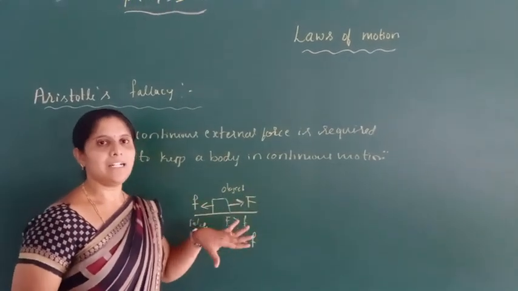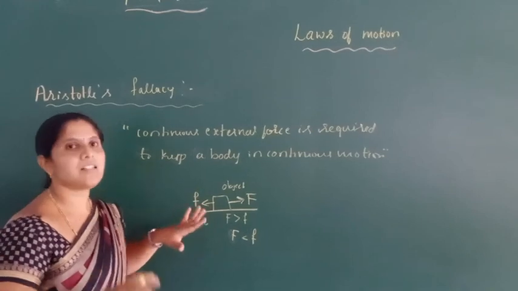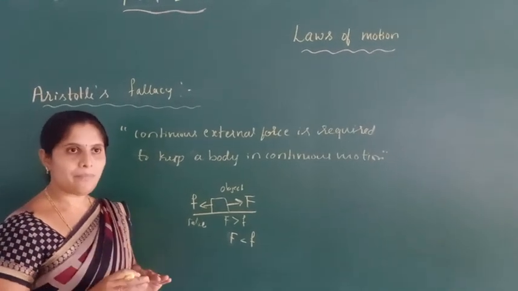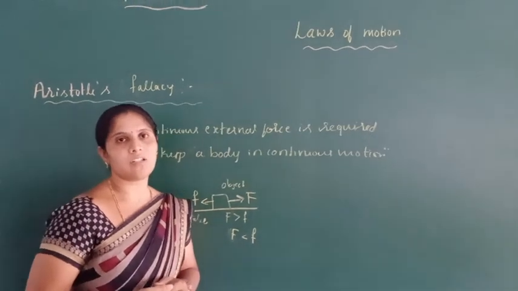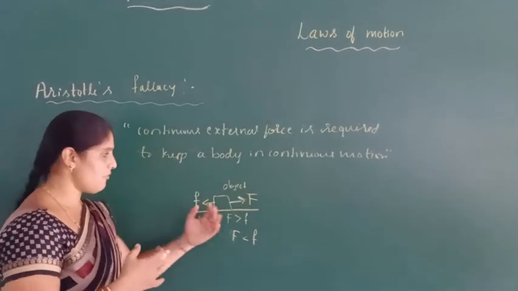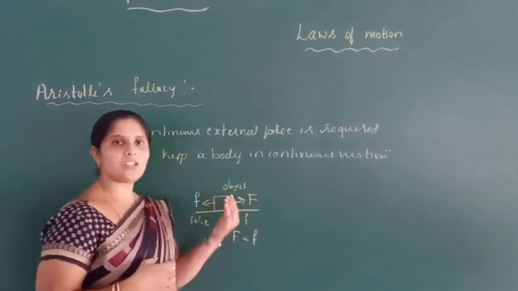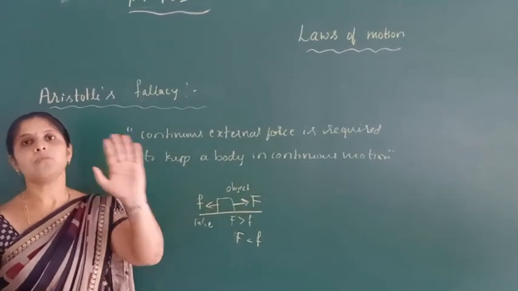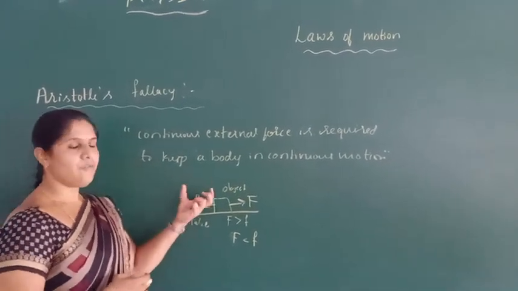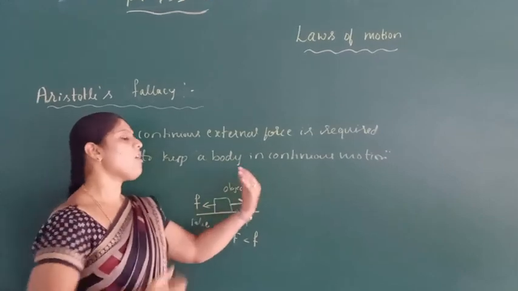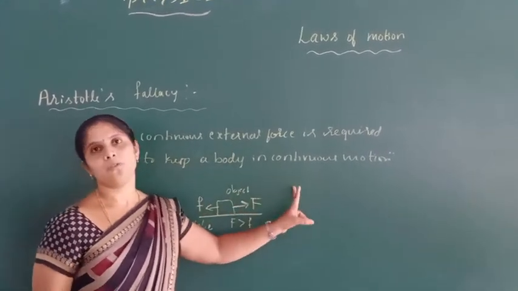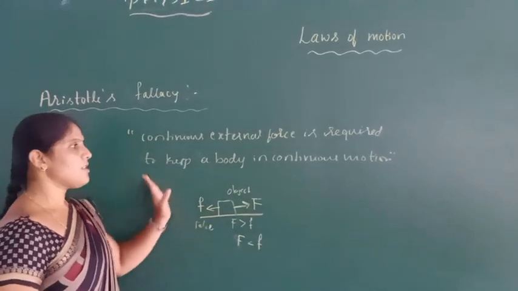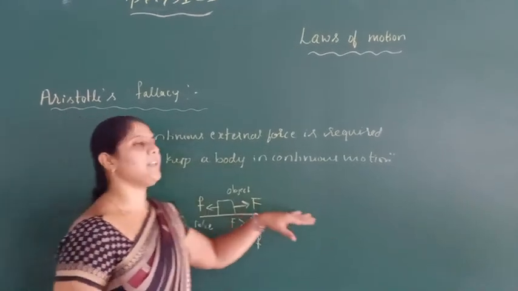That means here the extra force is required to overcome the frictional force, or resistive force. Frictional force is known as resistive force. Resistance means opposition. This opposite force opposes the motion of an object. To overcome that opposition, we apply the applied force. So here the external force is not required to keep a body in continuous motion.